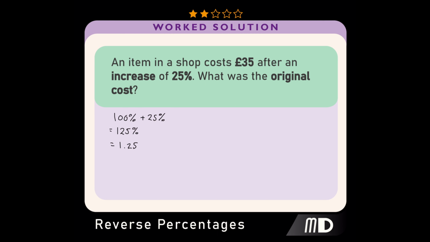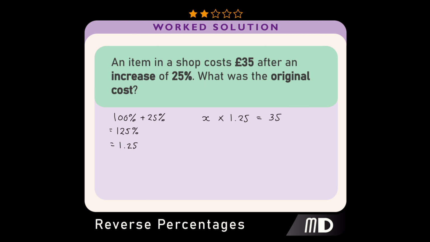Now, how do we use it in the context of this question? If X is the original cost of this item and I multiply it by 1.25, in other words, I increase it by 25%, then I get £35, which is the new cost of this item. And I've set up a small equation here which I need to solve to find X.